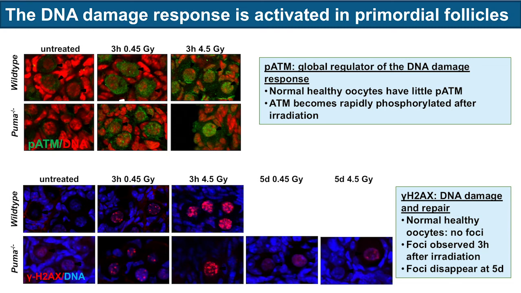And so that's what we've done here, where the DNA is in blue and the gamma H2AX is in red. We find that normal healthy oocytes have no gamma H2AX foci, but these foci can be readily observed 3 hours after radiation at 0.45 gray, and this is the dose response here at 10-fold higher gray dose. You can see that there's much more gamma H2AX present.